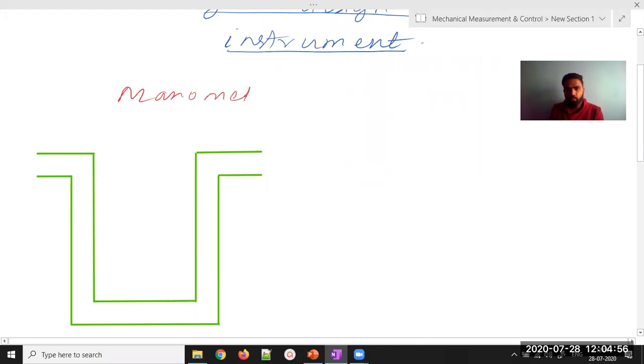Okay. Now you know what is the function of a manometer. I hope everyone knows the function of a manometer. I don't have to explain it again and again. Since we need to complete the syllabus, we will just go in brief about this topic. So the function of a manometer is to measure the pressure. It is used for pressure measurement.